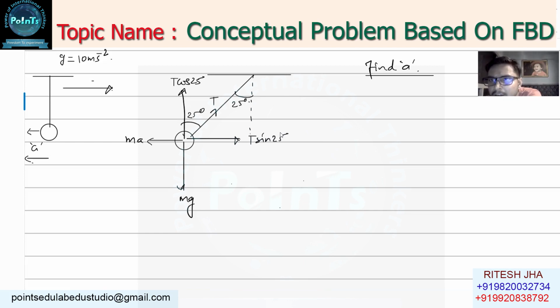T sine 25 is equal to MA. Then T cos 25 is equal to MG. So T sine 25 is equal to... Okay, oh wait, hang on. Then get tan. Like sine 25 divided by cos 25. That's tan 25. Yeah, T got canceled, but I don't care about that because it doesn't matter. It should be the same numerically.